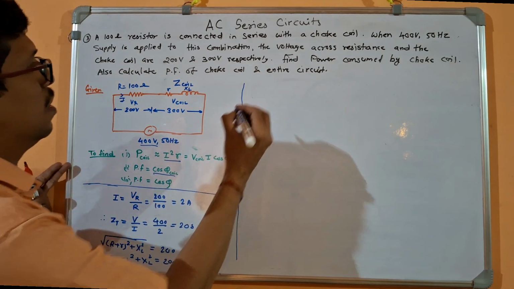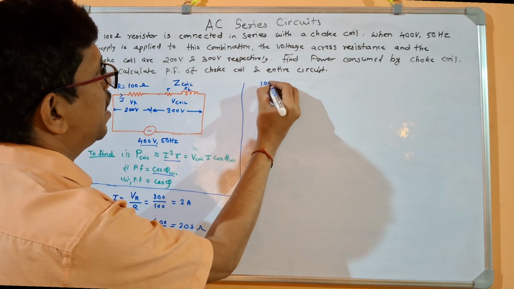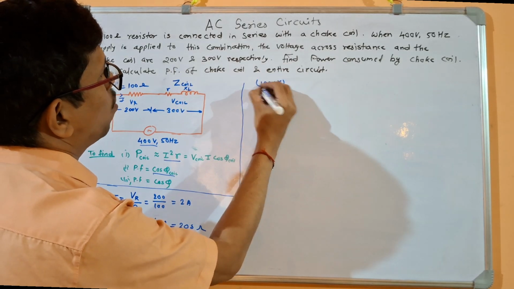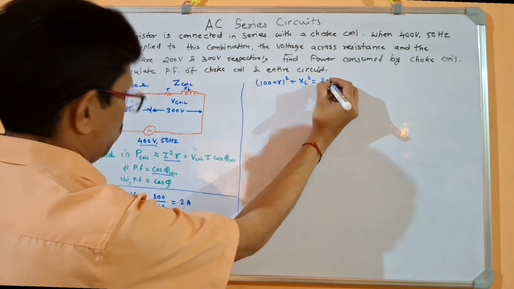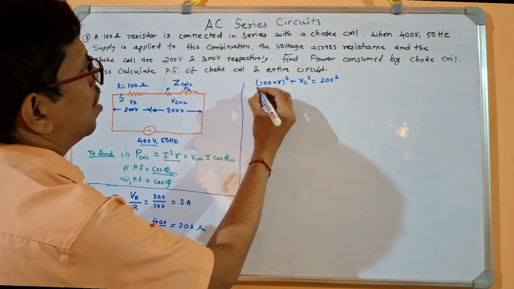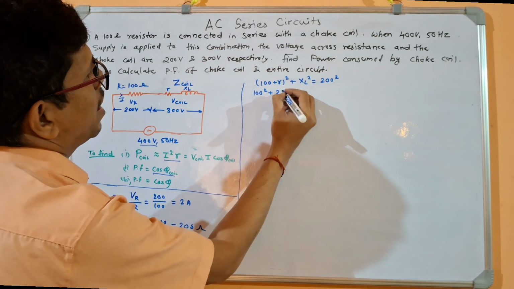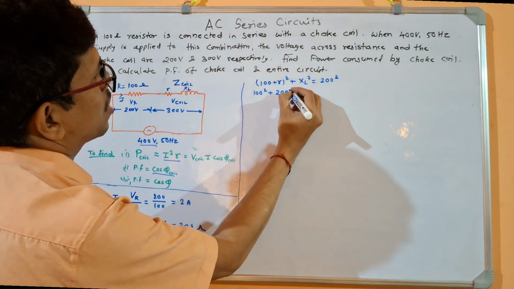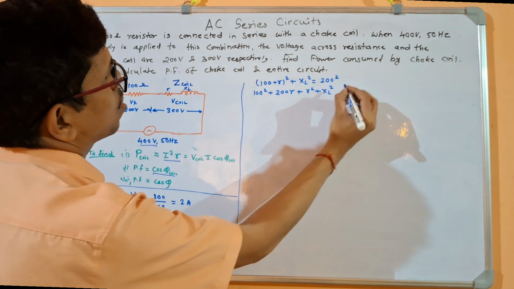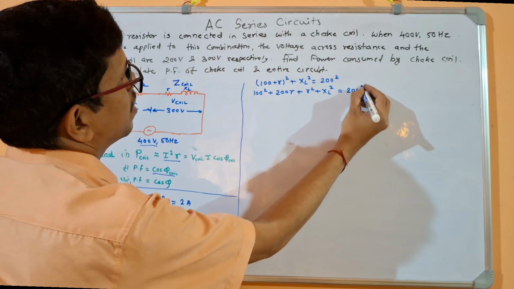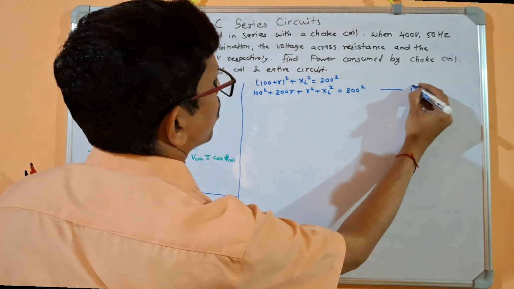If I solve, this will give me what? R means 100, so (100 plus r) squared plus XL squared is equal to 200 squared. Or further I can write 100 squared plus 2 times 100 into r, so 200 r, plus r squared plus XL squared is equal to 200 squared. So this is my first equation.